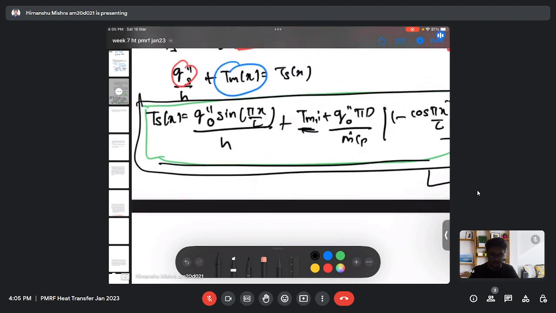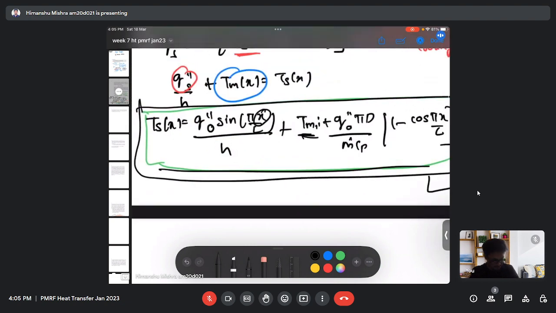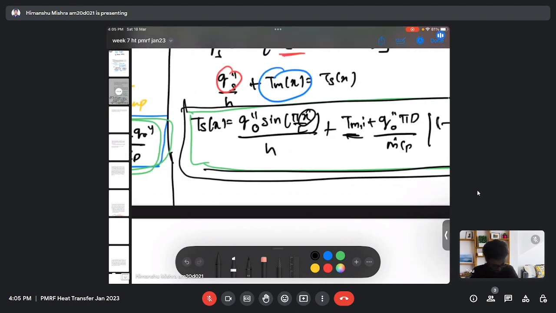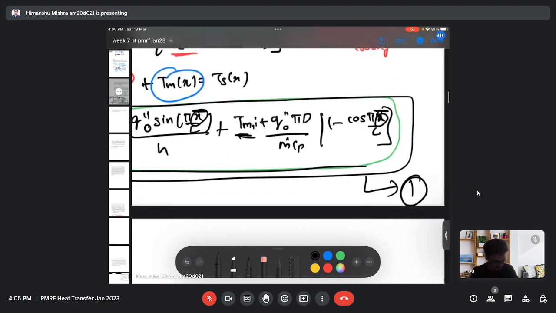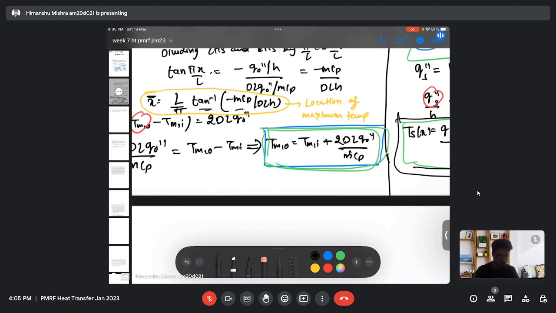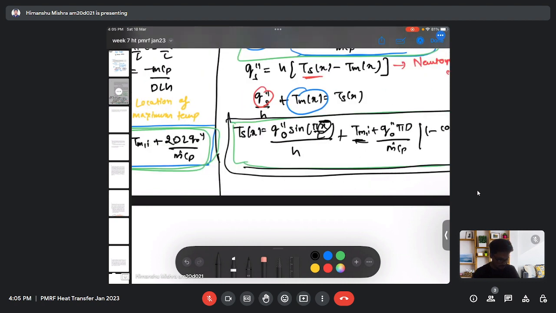So we now need to put the x bar into this expression to define the maximum surface temperature. So it will be just x bar here and x bar here, and x bar is a function of tan inverse m dot Cp by pi D L H. So when we put it into equation 1, we will get the maximum temperature, which is, let's say, T bar, TS bar.